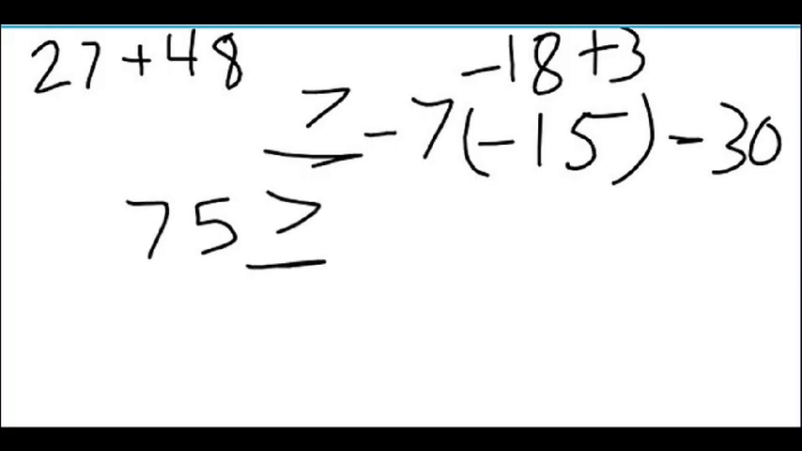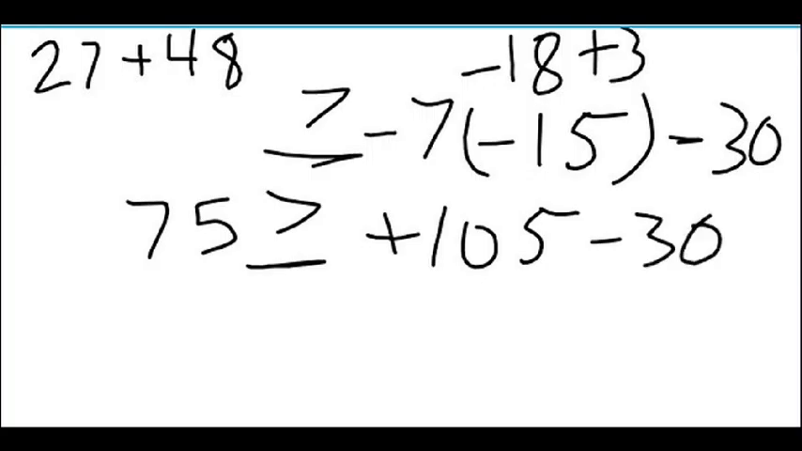Now here we have negative 7 times negative 15, two negatives. When you multiply them together, it will give you a positive. So let's see, 5 times 15 would be 75. If we add 30 there, we'll have a positive 105 minus 30. And if we subtract that, we end up with 75 is greater than or equal to 75.